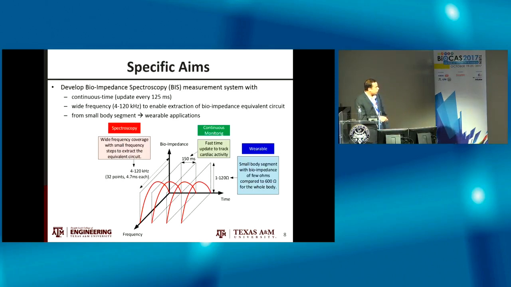So we cover the frequency from 4 to 120 kilohertz with 32 steps. At each step we are sweeping the frequency, and each step takes 4.7 milliseconds. And we will plot this Nyquist plot every 125 milliseconds. This time is chosen to show the variations of respiration rate or heart rate. Anything that changes at the rate of 1 second, we can detect these changes in continuous time.